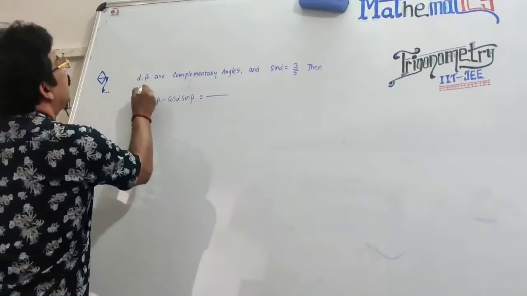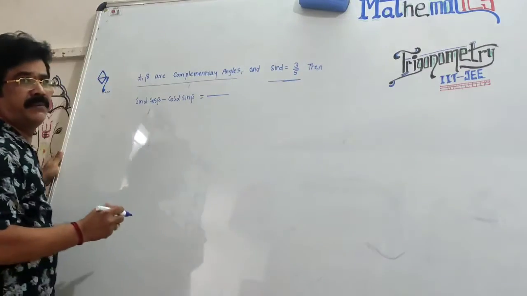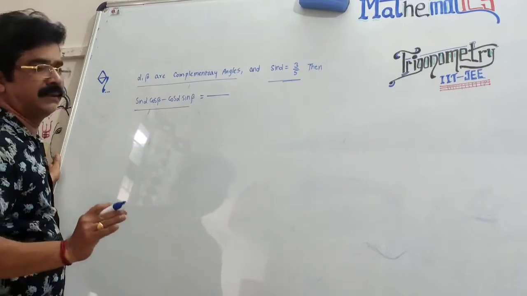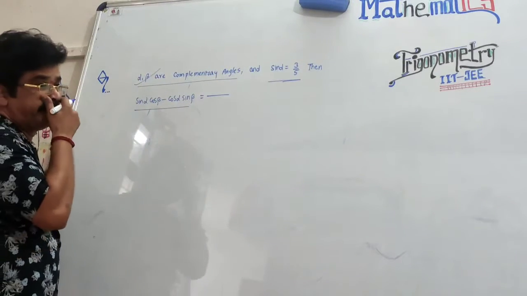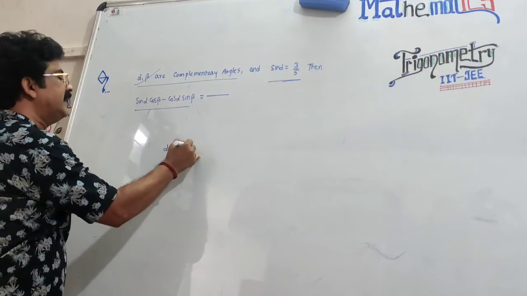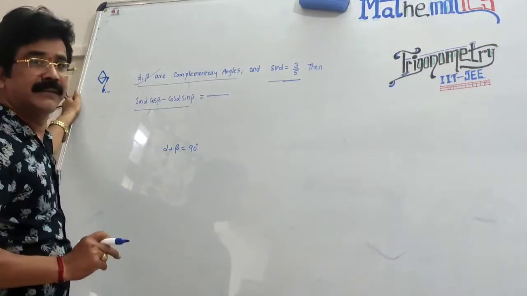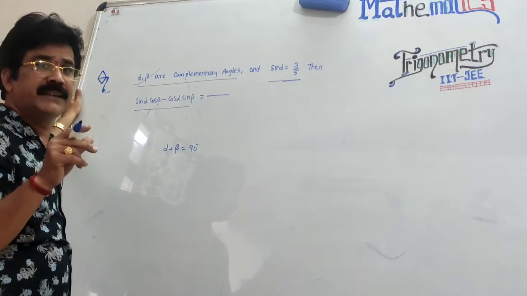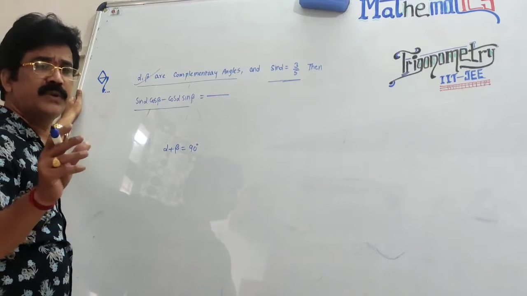Hence the problem. Alpha, beta are complementary angles. Given that sin alpha is equal to 3 by 5, find the value of sin alpha cos beta minus cos alpha sin beta. Alpha, beta are complementary angles. Already I said the definition of complementary angles. If alpha plus beta is equal to 90 degrees, then they are said to be complementary angles. And at the same time, if alpha plus beta is equal to 180 degrees, then they are said to be supplementary angles. Already I said these two definitions.